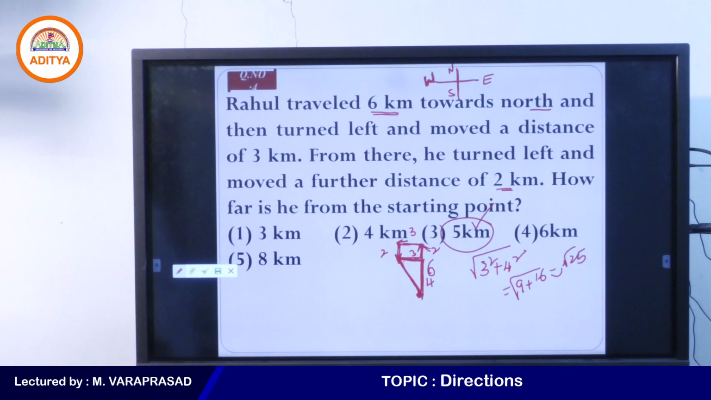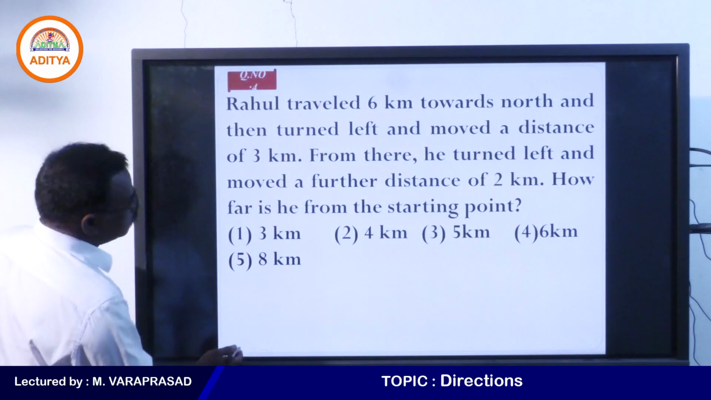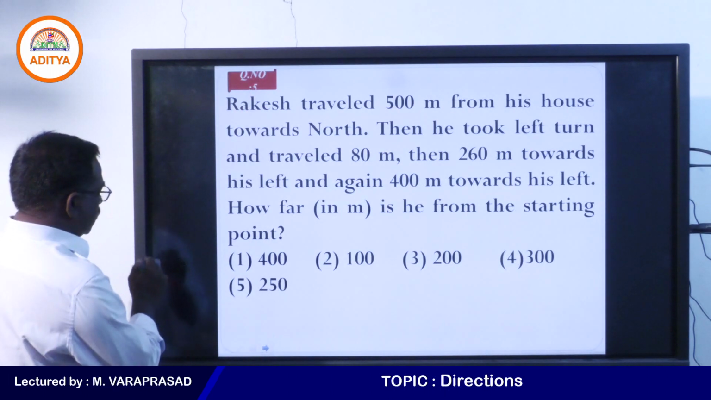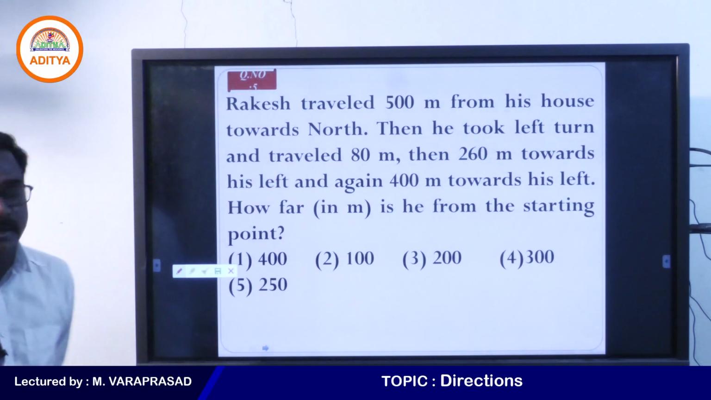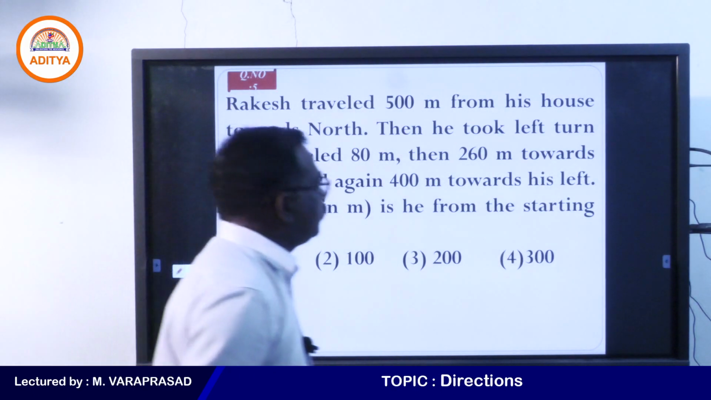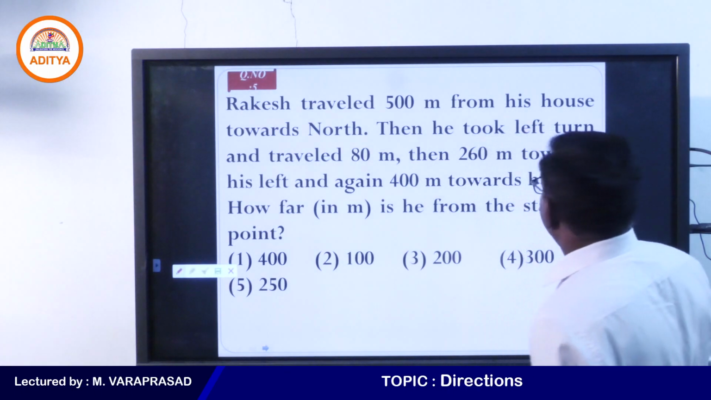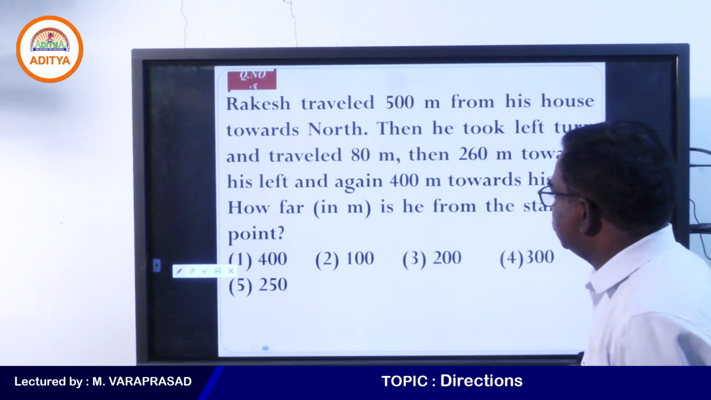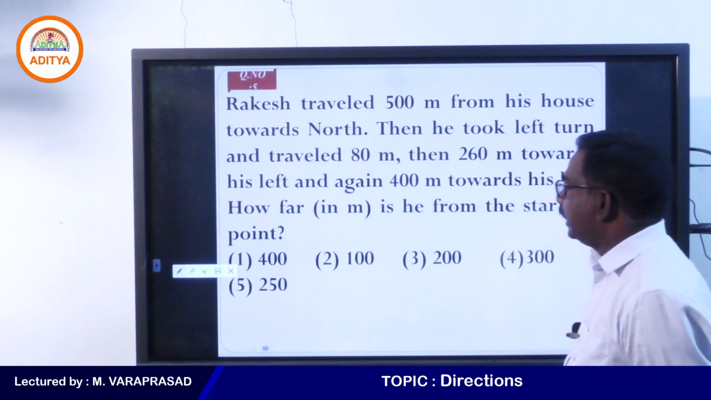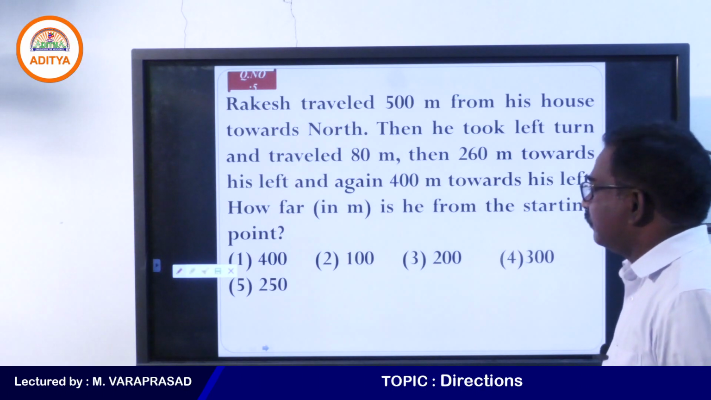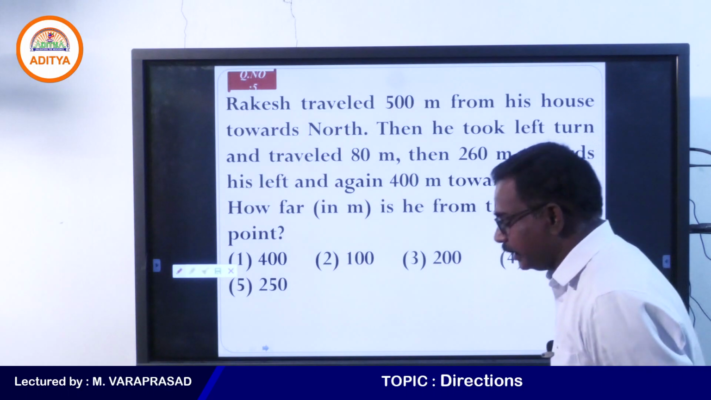One more example I will give. Very good. Now see one more example on the board. Rakesh travelled 500 meters from his house towards north. Then he took a left turn and travelled 80 meters. Then 260 meters towards his left and again 400 meters towards his left. How far in meters is he from the starting point?